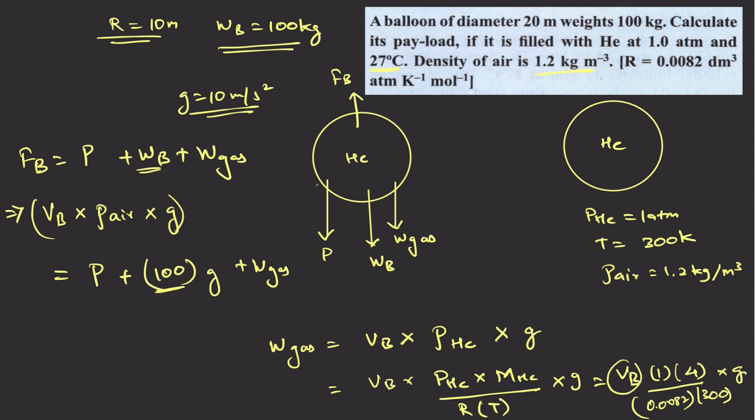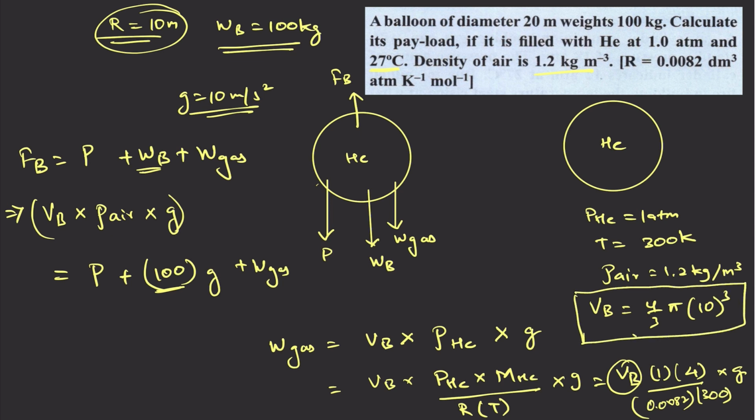Multiplied by G. Now VB is the volume of the balloon, which can be calculated as 4 by 3 pi r cube. They have given you the radius of the balloon as 10 meters. Although it's a lengthy calculation, you will have to substitute all of these numbers in the equation, and you can find the payload in the question.